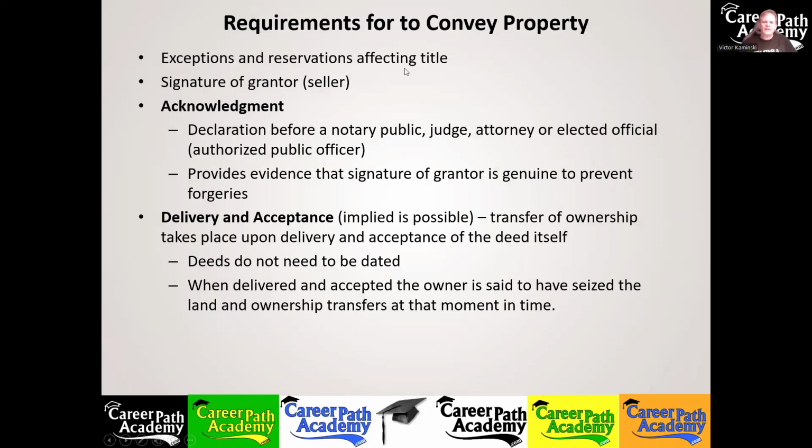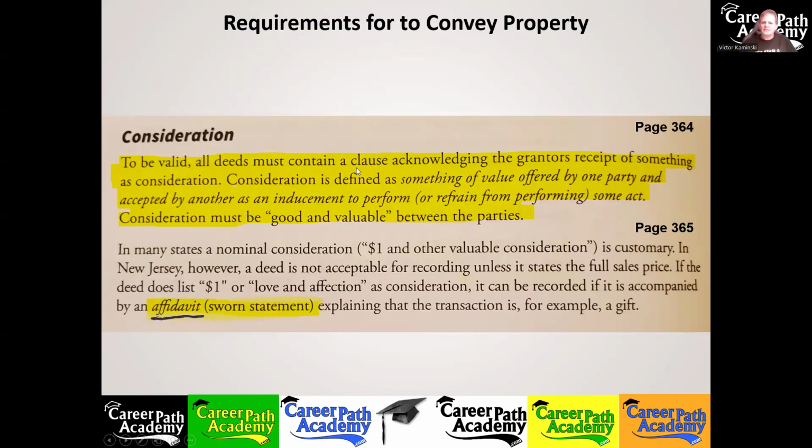So we went over exceptions and reservations affecting the title, the signature of the grantor or seller, an acknowledgement that shows their signature is genuine. You got to have delivery and acceptance. Implied is possible as well. Implied delivery and acceptance. To be valid, a deed must contain a clause acknowledging the grantor's receipt of something as the consideration, the thing that was given of value between the parties. Remember, for any contract to be valid, there has to be something the parties give or receive from each other. There has to be something of value to each party. Otherwise, the contract cannot be legally enforced. You can't have a one-sided contract that only one person benefits from.